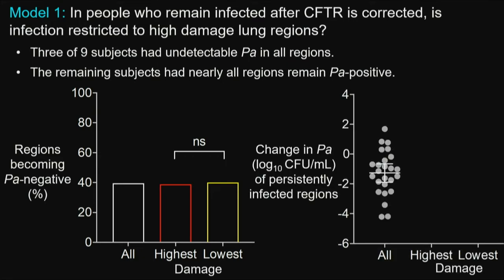Now finally, clearance is not the only metric of how Pseudomonas could be responding to ETI. Here along the y-axis, I'm showing the change in Pseudomonas expressed as log 10 CFUs, and these are in the persistently infected regions. When we look at these persistently infected regions, we see that overall there's about a 10-fold decrease in Pseudomonas concentration. And then when we break it out by the highest and lowest damaged regions, again, we see no difference between these two groups.